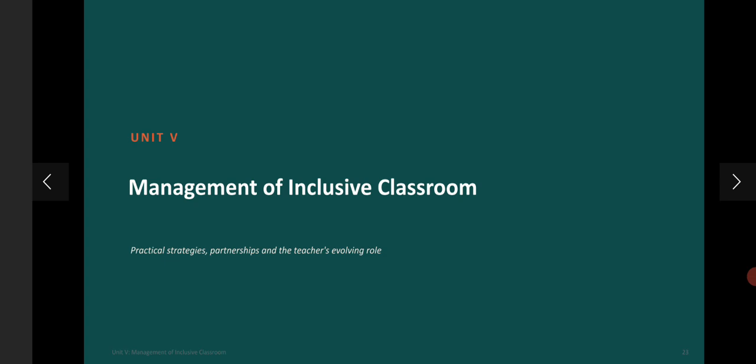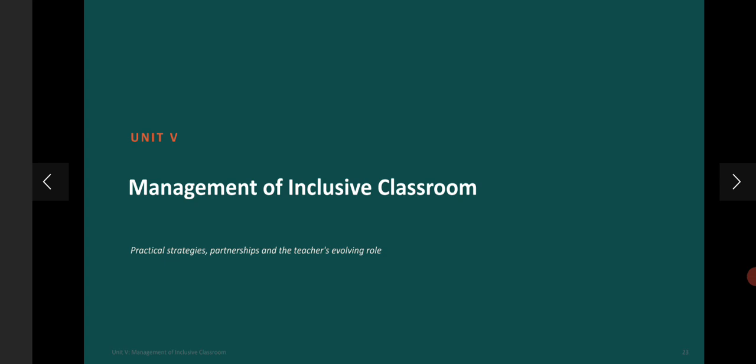So unit 5 is also a short unit, that is management of inclusive classroom. So once again, first we saw the perspective in inclusive education, which is how it emerged and how it has been. Then we saw the barriers. Then we saw the inclusive environment, how it can be built after the barriers. Then adapting. Once it's built, it has to be adapted. And finally, management, how it needs to be managed.